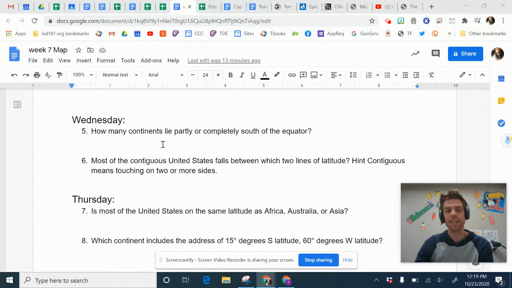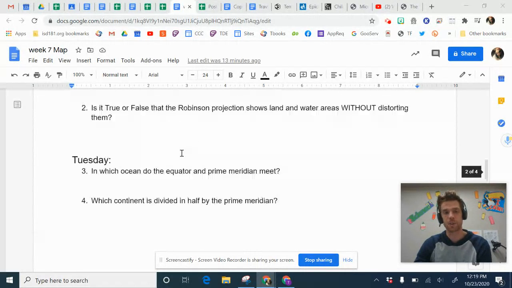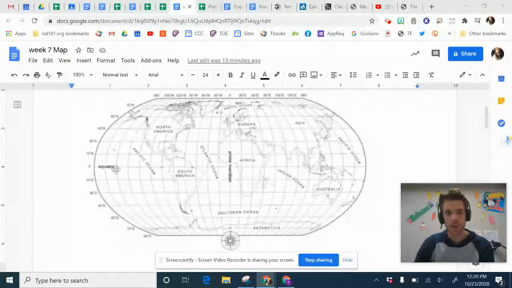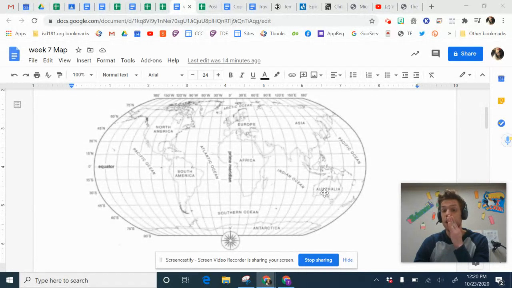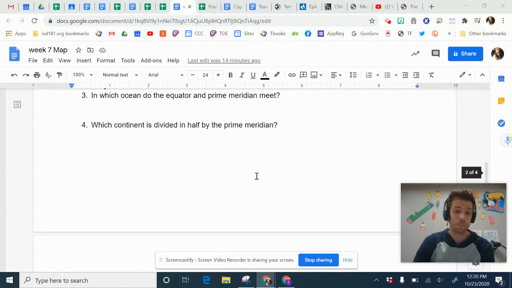Wednesday. How many continents lie partly or completely south of the equator? And I want to scroll up for Wednesday because here's the equator and here's another tricky one. These islands out here, are they part of Asia or Australia? Because that makes a difference. They're part of Asia. Don't tell anyone. So please know that Asia should be counted in that count. How many continents are south of the equator? Partly or completely. So Asia is.